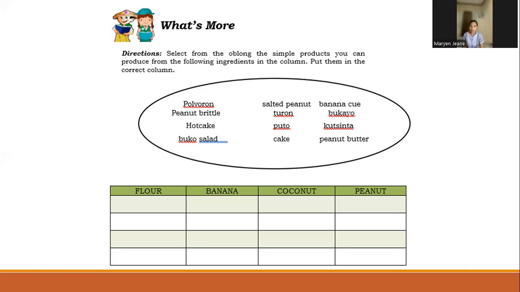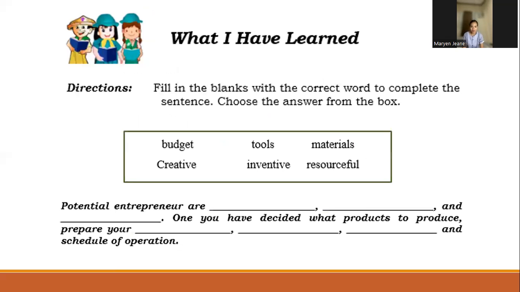You are going to put these simple products in the correct column. In each column, we have flour. These are the main ingredients in each simple product: flour, banana, coconut, and peanut. If you think that this product has this ingredient, then put it in its proper column. Okay, you may now start answering.